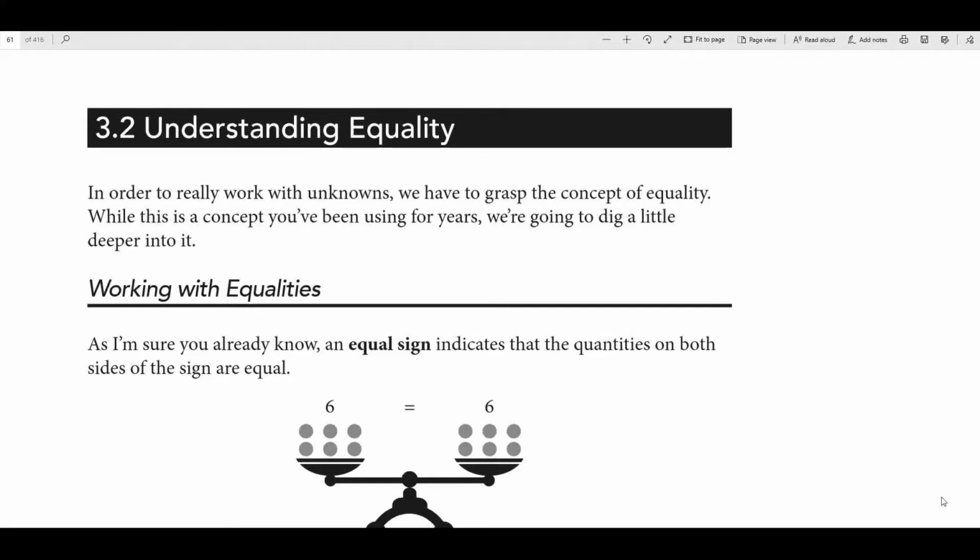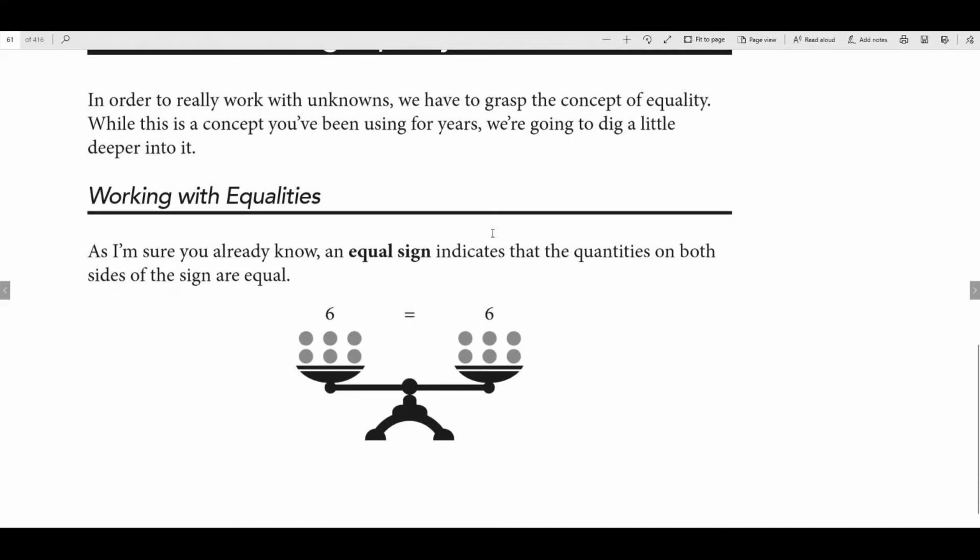All right, so as I'm sure you already know, an equal sign indicates that the quantities on both sides of the sign are equal. Here we have an equal sign. Both sides are equal. That's simple enough.